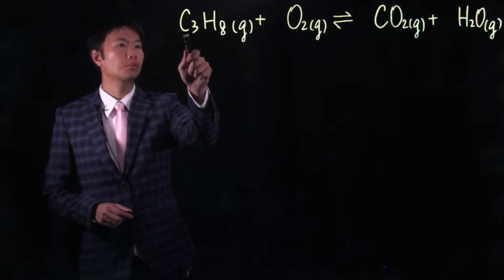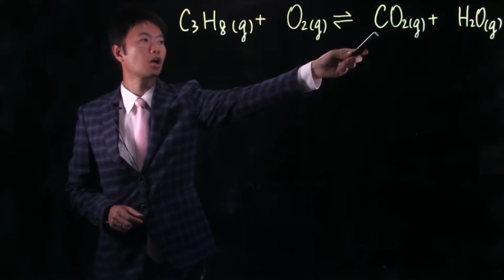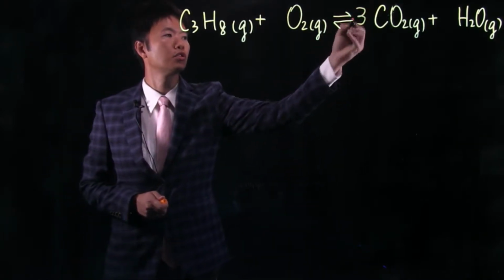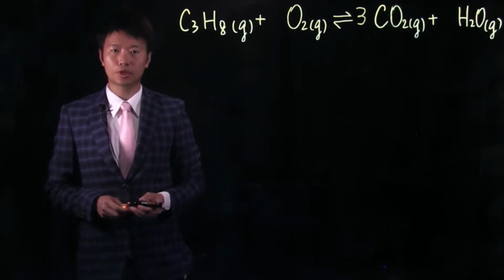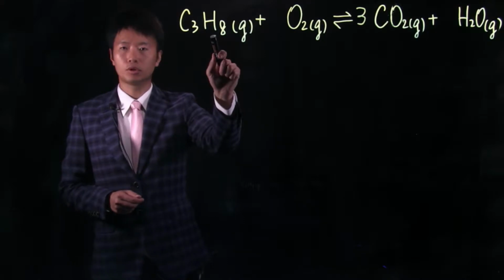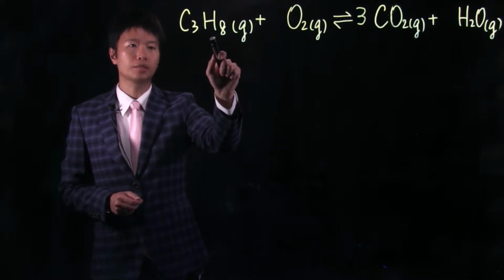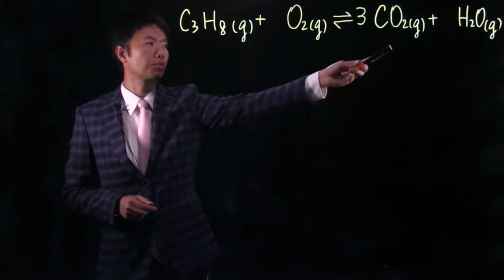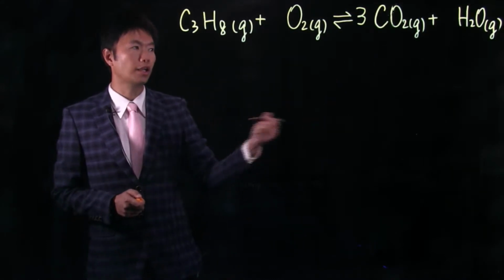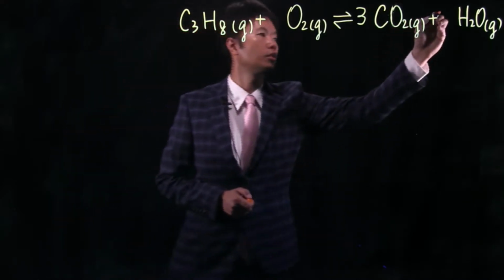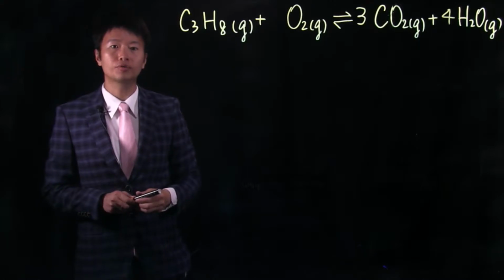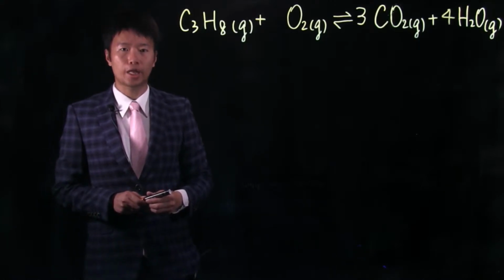We have 3 carbon atoms on the reactant side and only 1 carbon atom on the product side. So we should put a 3 in front of CO2 on the product side to balance the number of carbon atoms. Then we take a look at hydrogen. On the left-hand side, we have 8 hydrogen atoms, and on the product side, we only have 2 hydrogen atoms. So in order to get 8 hydrogen atoms, we need to put a 4 right here. Okay, so now on both sides of the reaction, we have 8 hydrogen atoms.